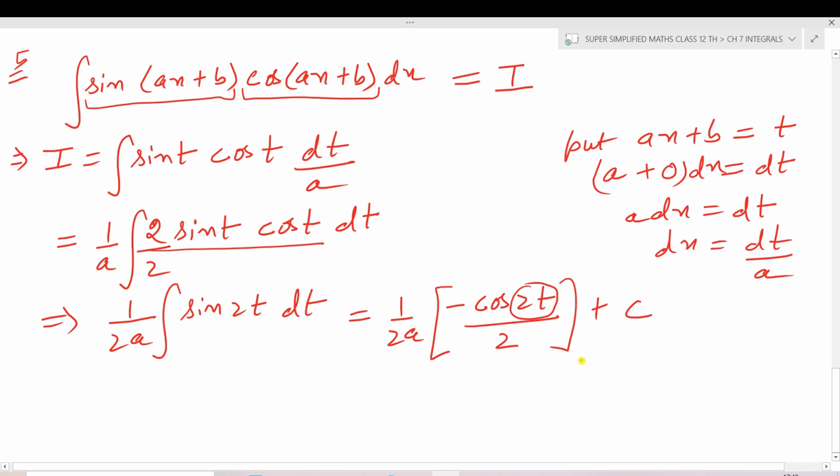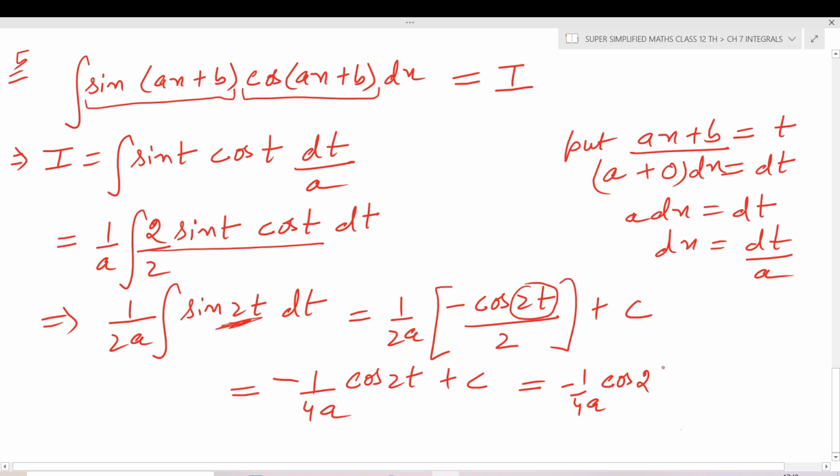So whenever you have a composite function to integrate, but the thing is that it has to be only a linear thing, then you divide the answer by its derivative. So now again you can write 1 upon 4a, negative also you can write outside common, and cos 2t plus a constant of integration. T can be replaced later now by ax plus b. So minus 1 upon 4a cos 2 times of (ax plus b) plus a constant of integration. This is your answer.